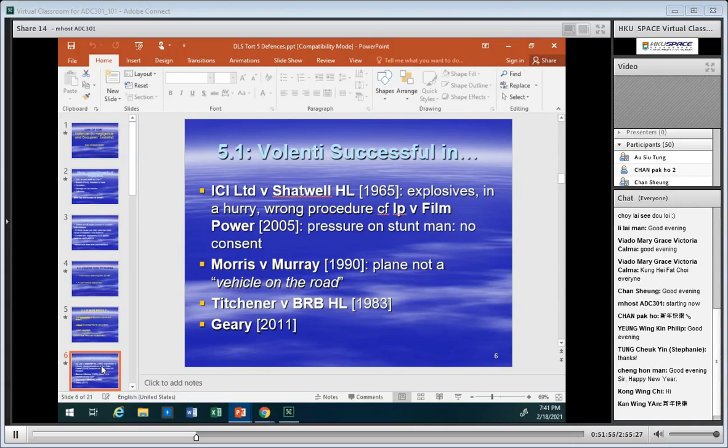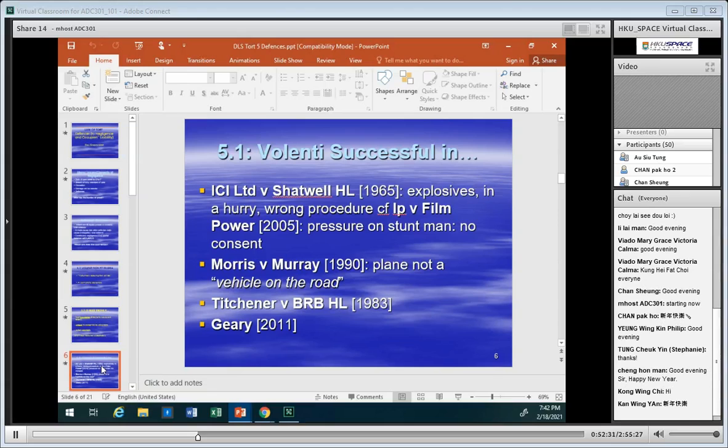But I put a note on the screen here. In Morrison v Murray, it was an aeroplane, not a vehicle on the road. If we look at the next PowerPoint, if you're in a vehicle on the road, volenti does not work because of Section 12 of the Motor Vehicles Insurers Third-Party Risk Ordinance. Passenger agreements shall be of no effect. But Morrison v Murray was not a vehicle on the road, therefore the defence of volenti did succeed.